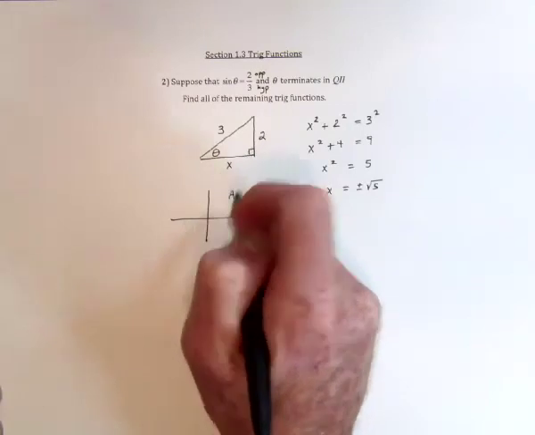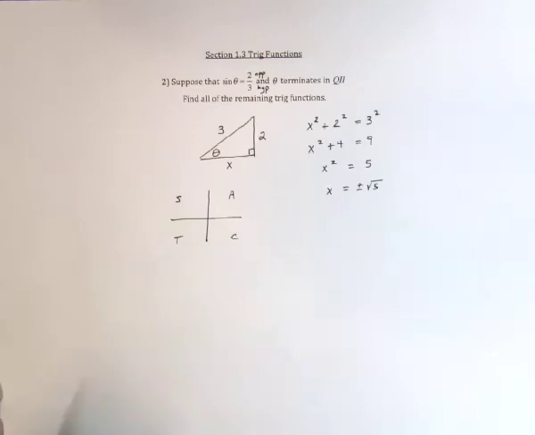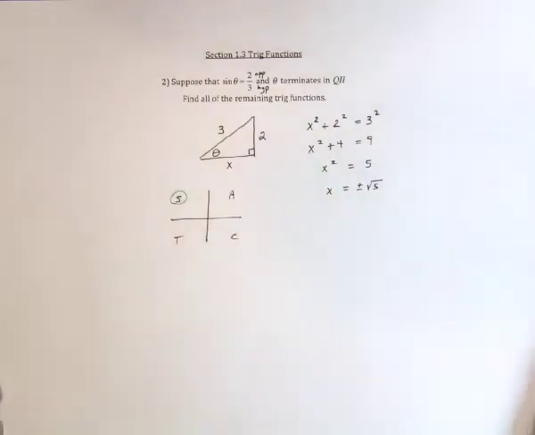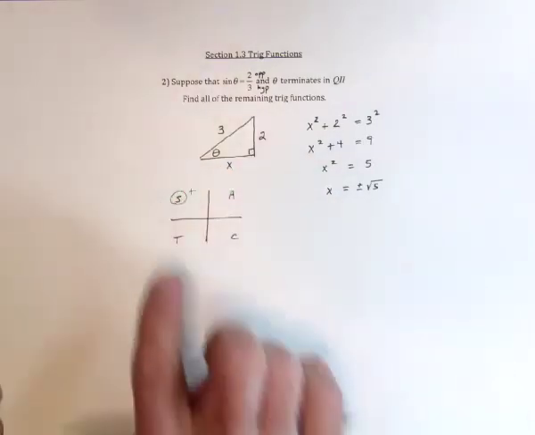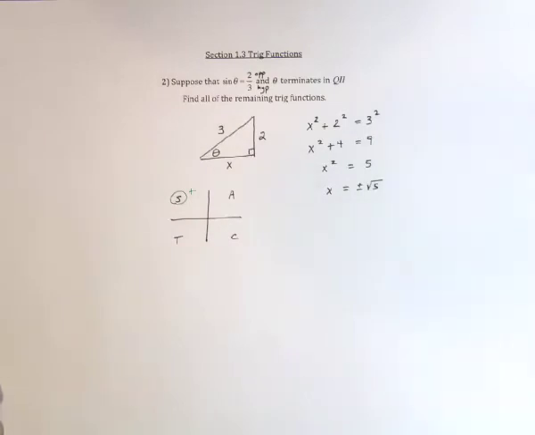Or we can use the idea from a smart trig class, and if we're in this quadrant, sine is going to be positive, but tangent and cosine are going to be negative.